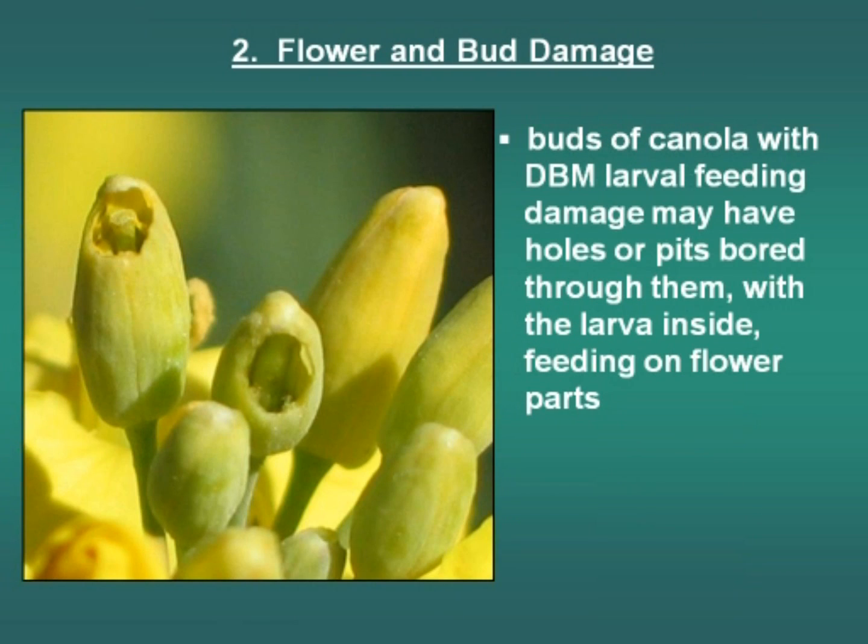This is a photograph of fairly typical damage that we were seeing a lot of this year and last year, I must say, to buds of canola as a result of diamondback moth feeding, with holes chewed out of the buds. Often if you pull the bud apart, there would be a diamondback moth larva inside feeding on the flower parts. Not always, sometimes they would just chew out the upper portions of the bud, but they were very commonly tucked right inside.